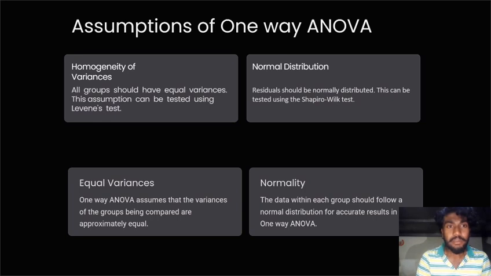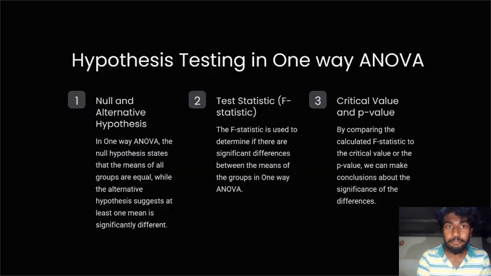What is the homogeneity of variances? All groups should have equal variances. These assumptions can be tested using Levene's test. Normal distribution: residuals should be normally distributed. This can be tested using the Shapiro-Wilk test. Equal variances: one-way ANOVA assumes that the variances of the groups being compared are approximately equal. Normality: the data within each group should follow a normal distribution for accurate results in one-way ANOVA.